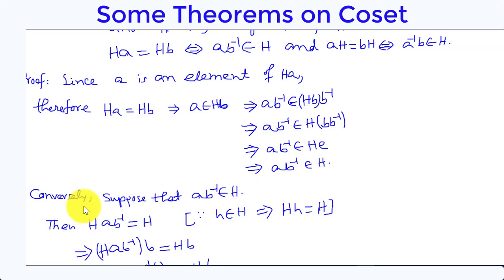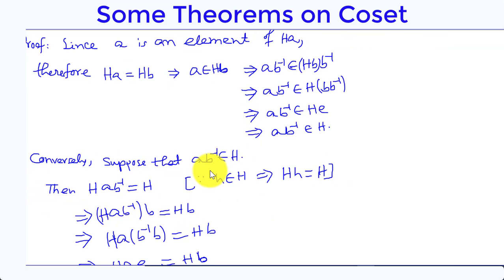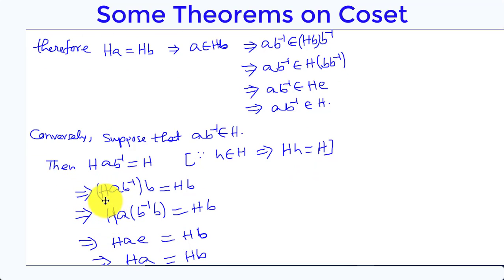Conversely, suppose that ab inverse belongs to H. We have to show that right coset Ha is equal to right coset Hb. Now since ab inverse belongs to H, so H times ab inverse is equal to H. By the property, as h belongs to H implies that Hh is equal to H. This implies that H ab inverse b is equal to Hb, operating with b on the right side of the expression.